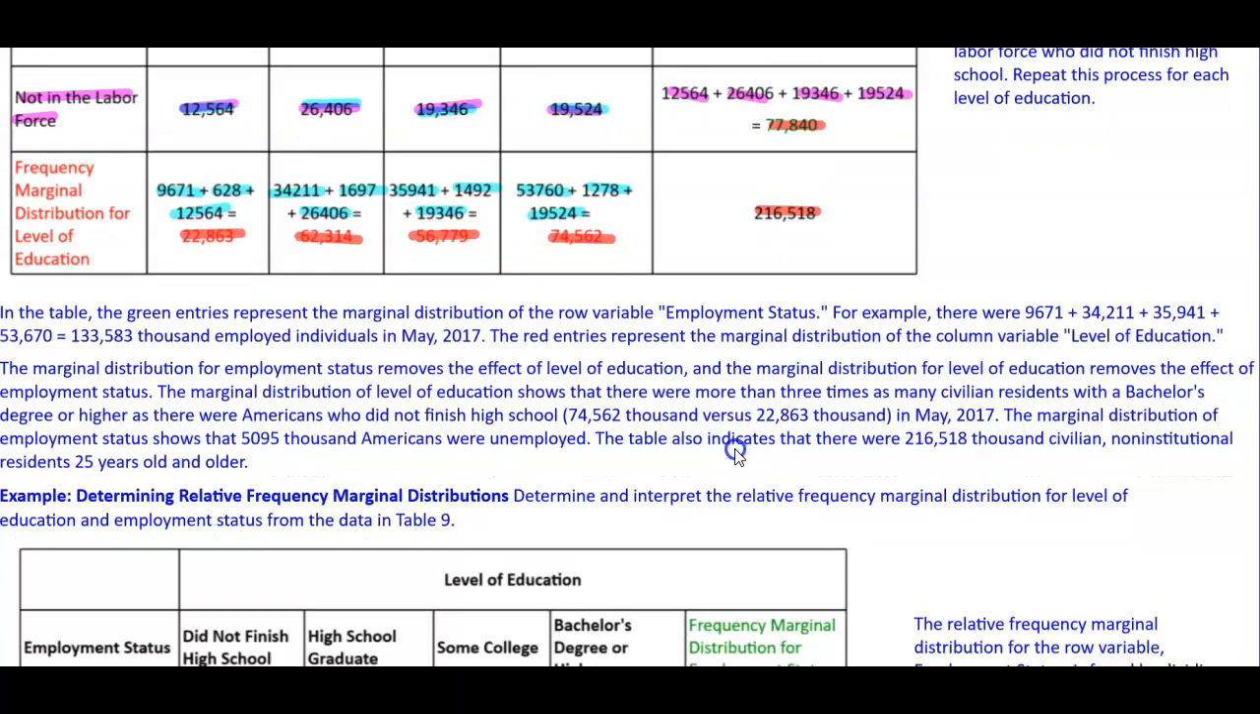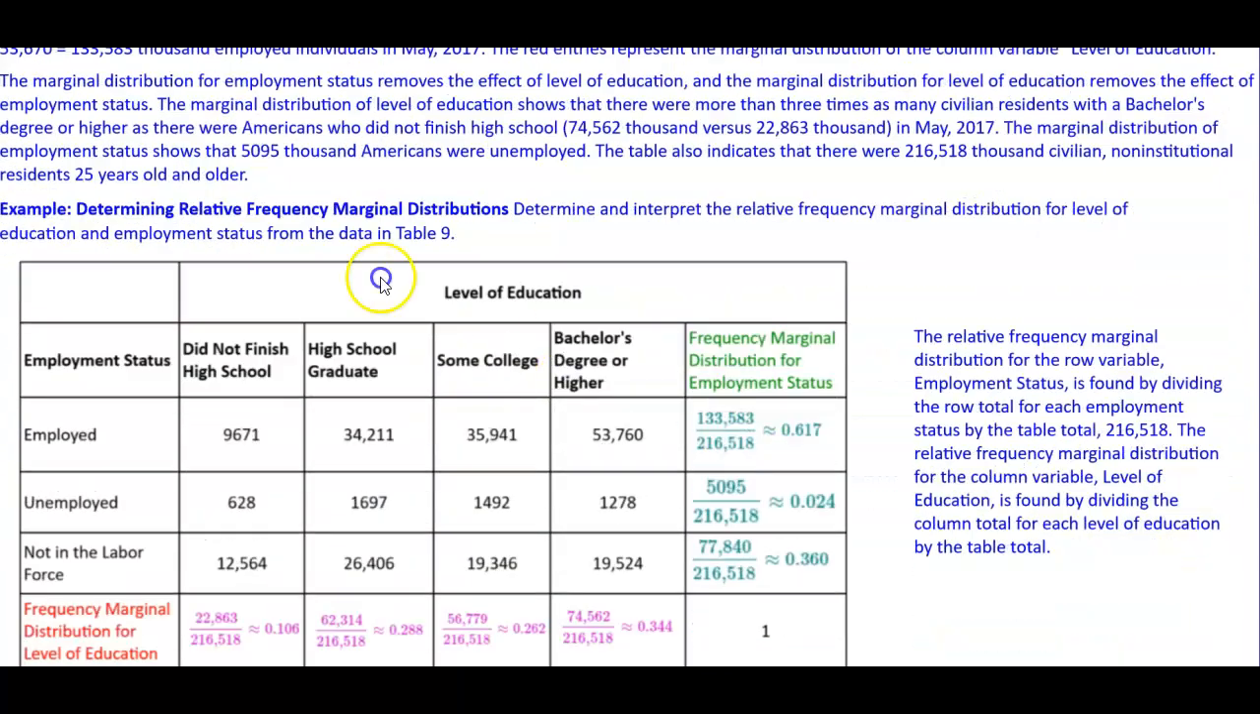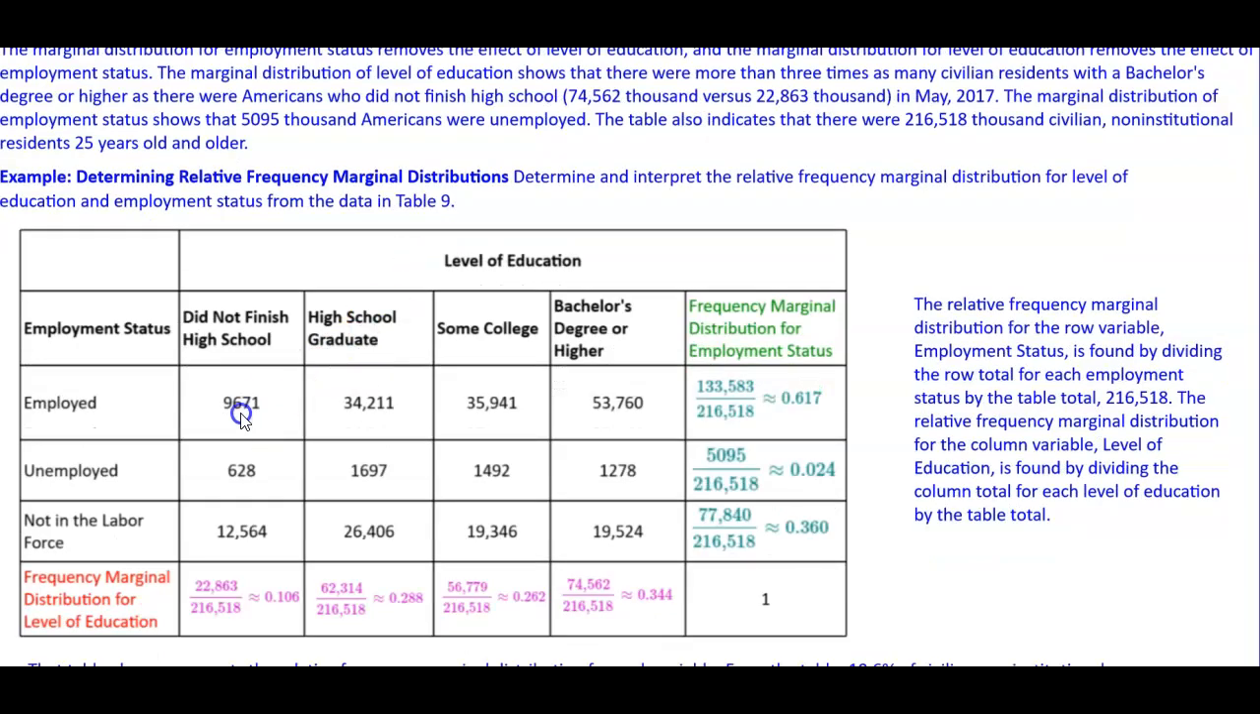Okay, now our next example is determining the relative frequency marginal distributions. We're going to determine and interpret the relative frequency marginal distribution for the level of education and employment status from the data in Table 9. So these numbers all remain the same.